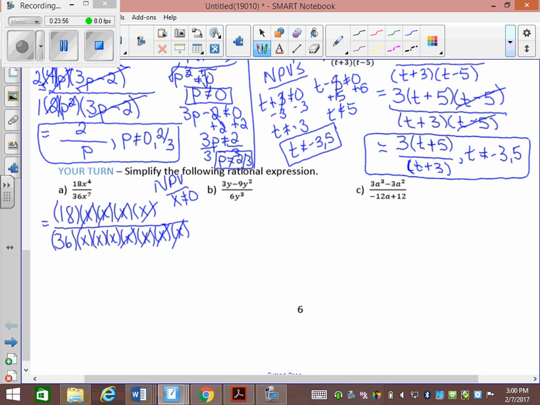Then the 18 and the 36, I can take an 18 out. 18 divided by 18 is 1. 36 divided by 18 is 2. So I'm left with 1 times 1 times 1 times 1, 1, 1, 1. So 1 in the numerator. And then 2 times 1 times x times x times x times 1 times 1 times 1 times 1. So that's 2x cubed. And x can't equal 0.